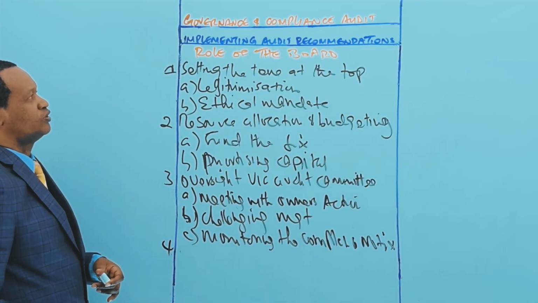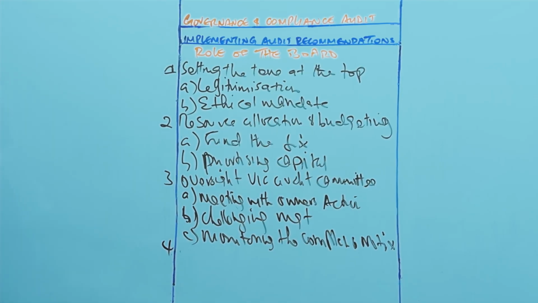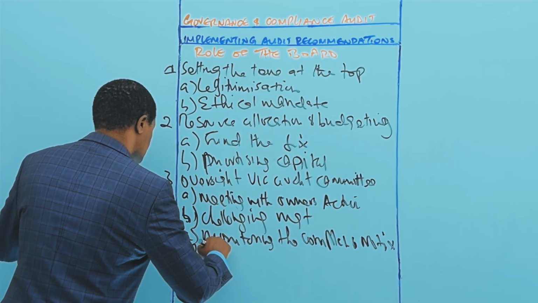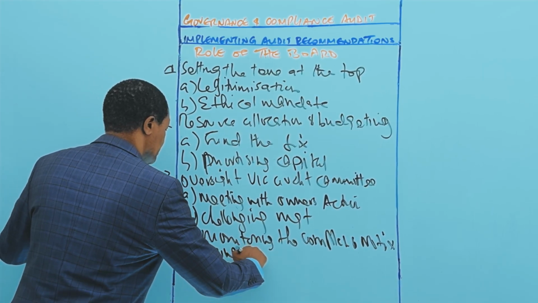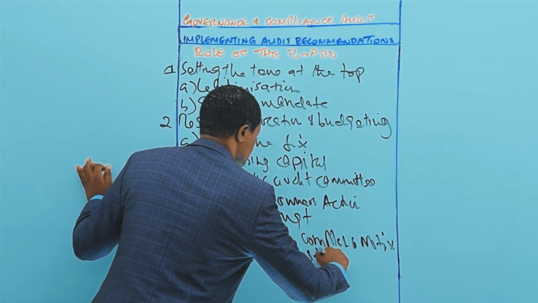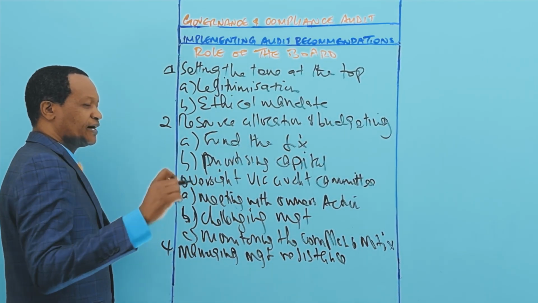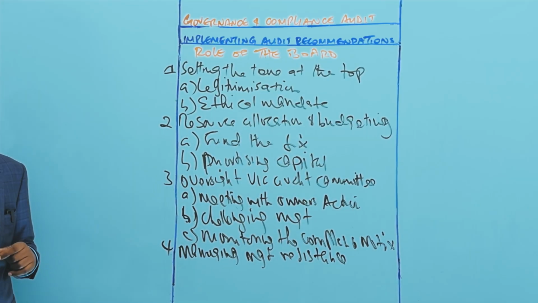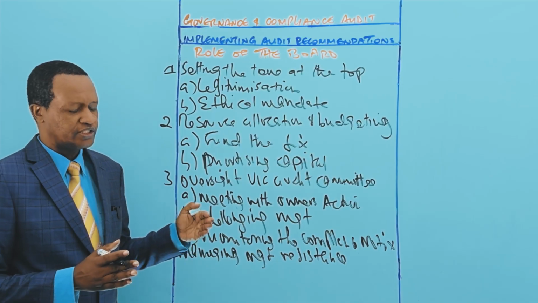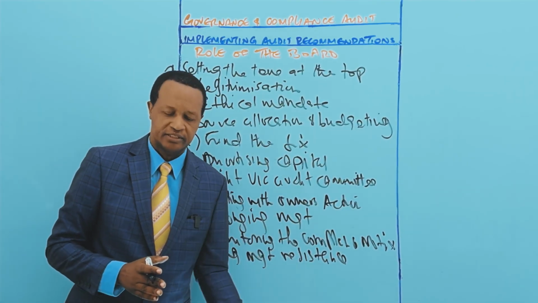The fourth role of the board in this process is managing management resistance. Now, audits can create friction between the auditors and management.